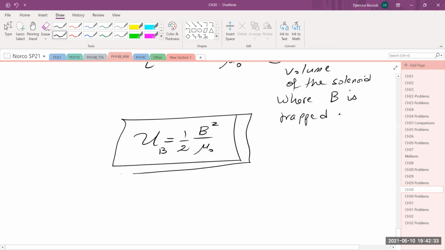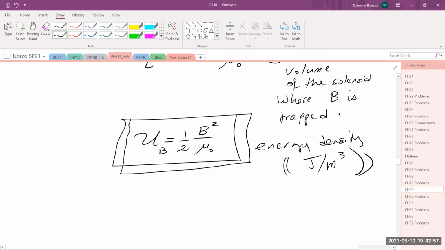This is a very important result. First of all, none of the properties of the solenoid are there anymore. The area doesn't appear, the length doesn't appear, the volume doesn't appear. So this is an energy density, which means the units for it are joules per cubic meter, not joules, okay? So if you have a region in space that has a magnetic field, it has this much energy in it.